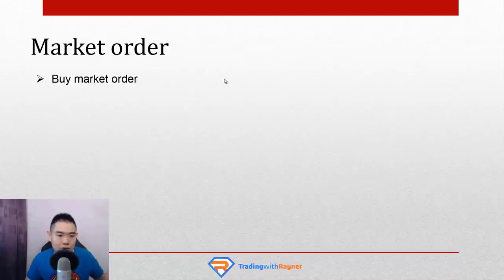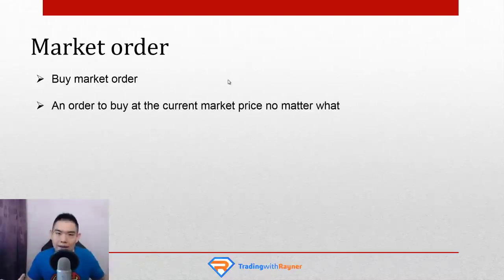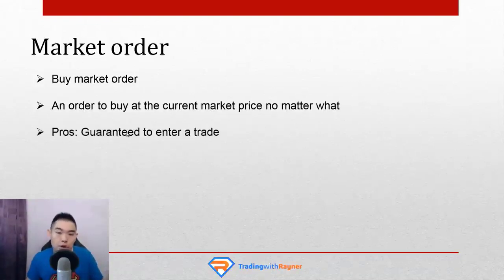This is, in essence, you're trying to buy at the current market price right now, no matter what. So this is like sending an order to your brokerage platform and saying, hey, I want to enter Euro USD right now, no matter what, now. So your broker will fill you at a trade at the current prevailing price. So the pro to it is that you're guaranteed to enter a trade. There's no what if, but, or whatsoever. You're guaranteed to enter a trade.